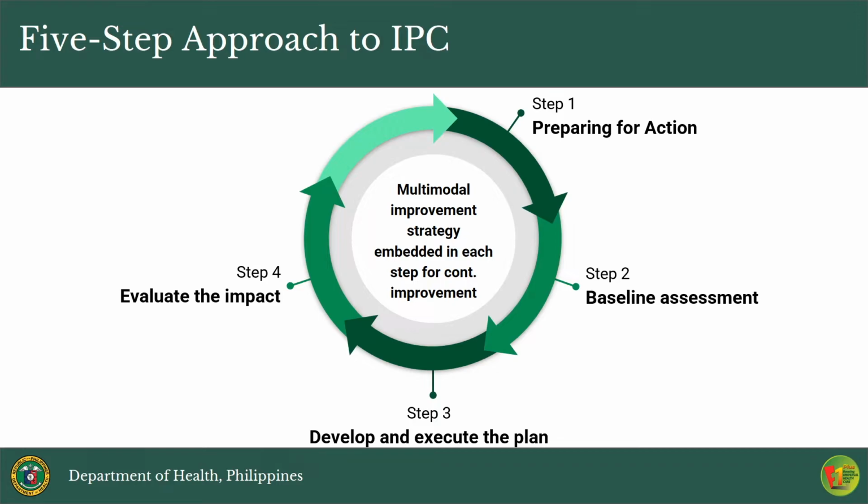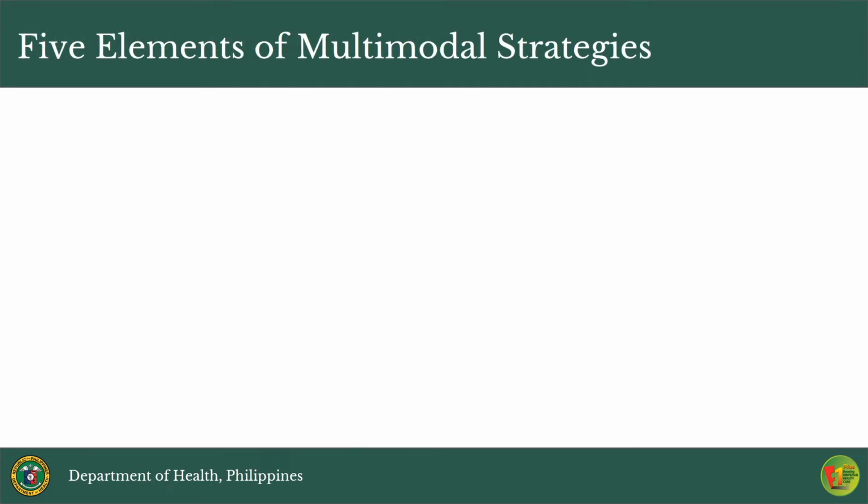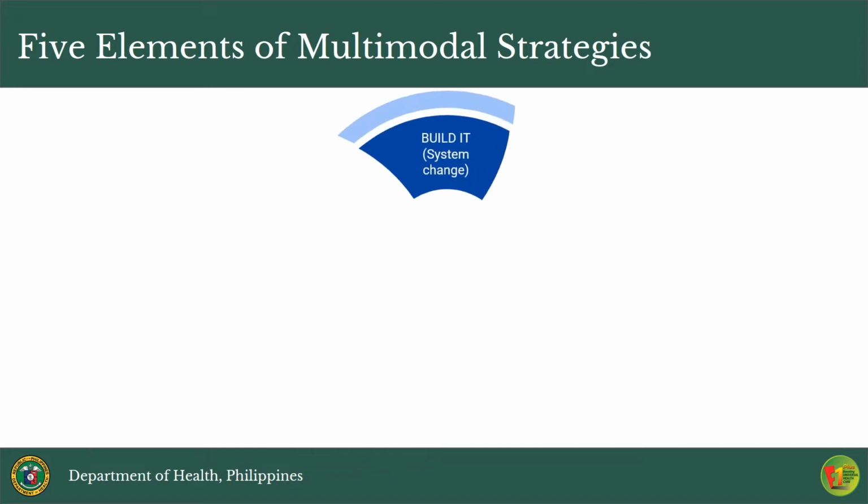Conducting a follow-up assessment using the same tools as in Step 2 is crucial to determine the effectiveness of the plan. And Step 5. Sustaining the program over the long term. An important step in the cycle of improvement is to develop an ongoing action plan and review schedule to support the long-term impact and benefits of the IPC program. The 5 elements of multimodal strategies are as follows. First is system change or build it.